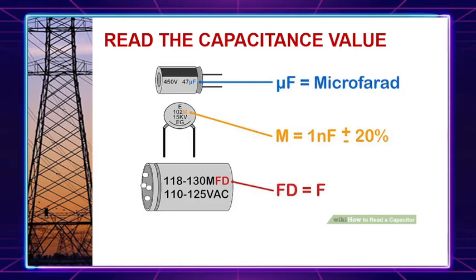So this is for large capacitors. Again, if you see the symbol UF, the meaning of this is microfarad. If you get the letter M at the end of the figures or numbers, that is equivalent to 1 nanofarad and a tolerance of plus or minus 20%. And for large capacitors, we have FD, which is equivalent to farad.